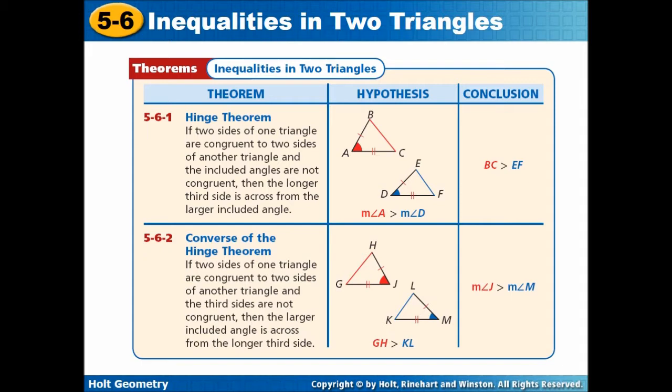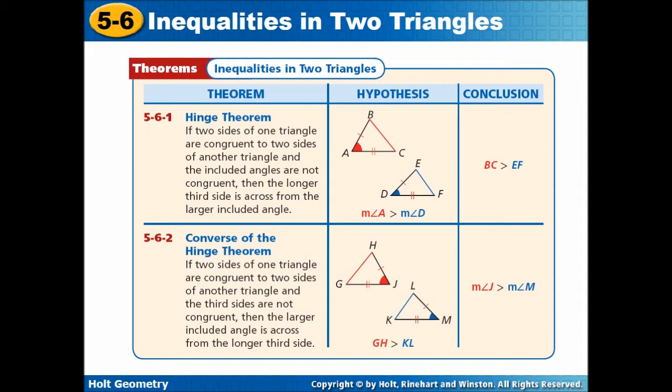So look at the first hinge theorem, 5-6-1. It says if two sides of one triangle are congruent to two sides of another triangle, and the included angles are not congruent, then the longer third side is across from the larger included angle. So we're just extending what we did in the previous lesson on sides and angles, where we were dealing with inequalities and indirect proofs. We're just applying it to a triangle.